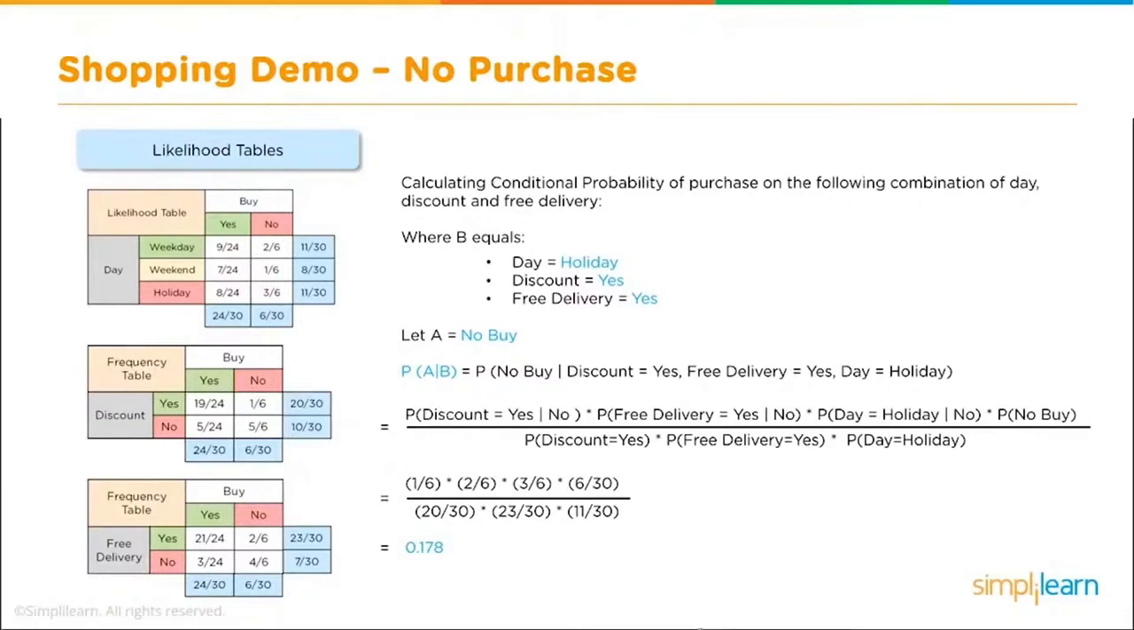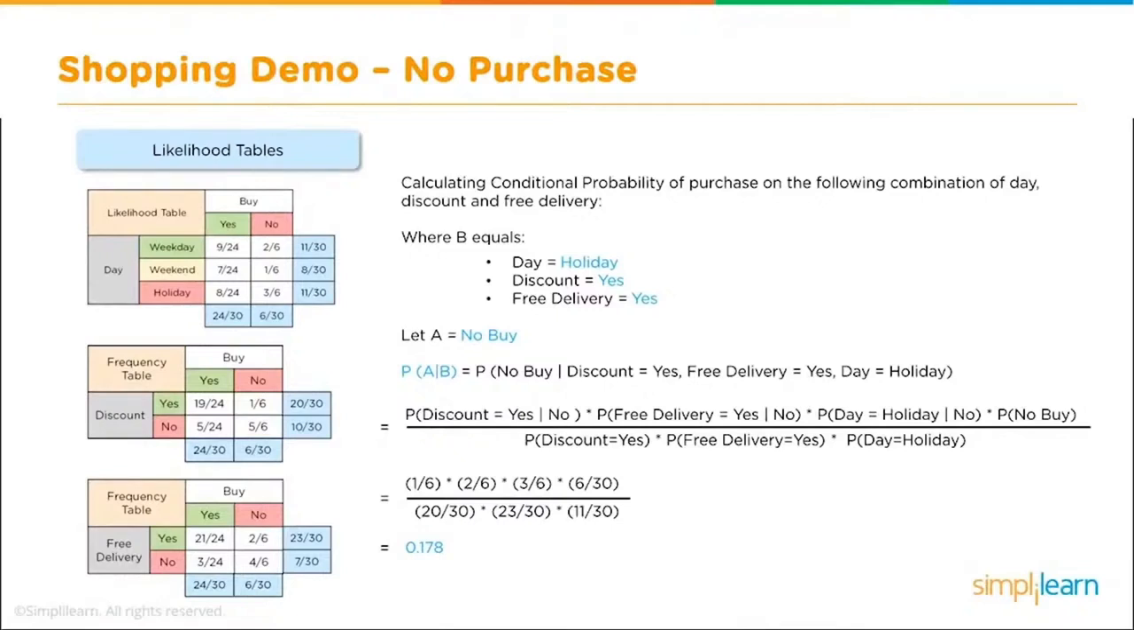When we plug those numbers in, we see that 1 out of 6 were no purchase on a discounted day, 2 out of 6 were a no purchase on a free delivery day, and 3 out of 6 were a no purchase on a holiday. Those are our three probabilities of B given A multiplied out. And then that has to be multiplied by the probability of a no purchase. Remember, the probability of a no buy is across all the data, so that's where we get the 6 out of 30.